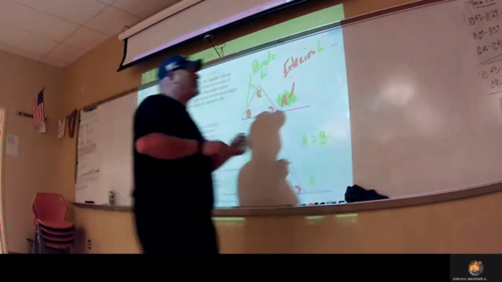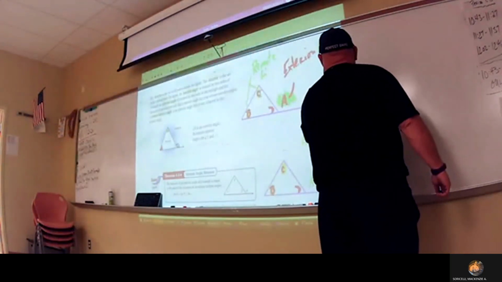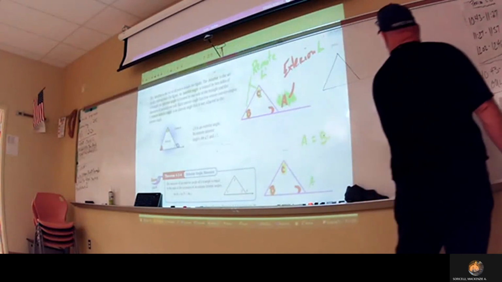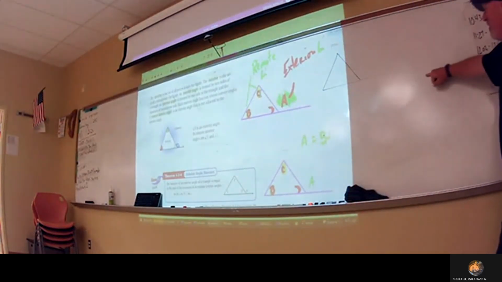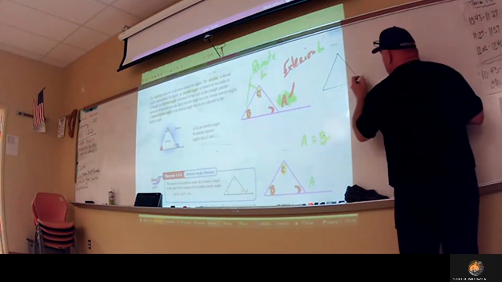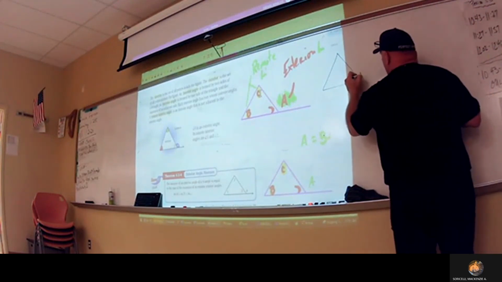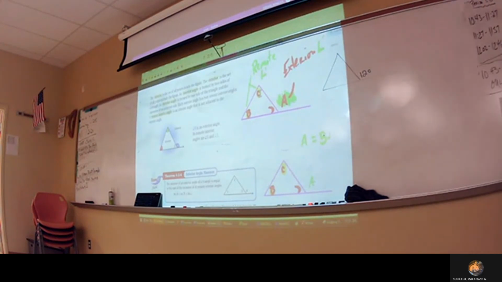So the way that that works is I've got my triangle, and I've got a straight line. I just extend that side forward, okay? If that's a straight line, and I told you this angle right here was 120 degrees, what would this angle be?